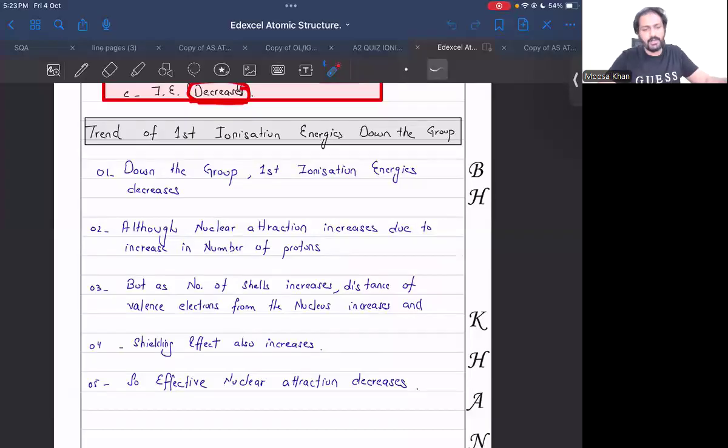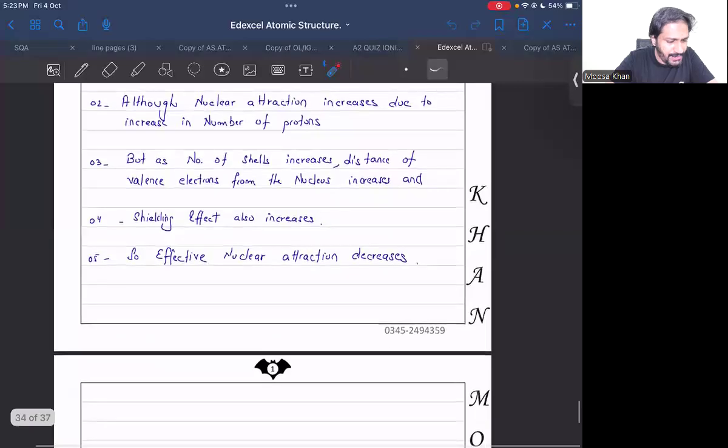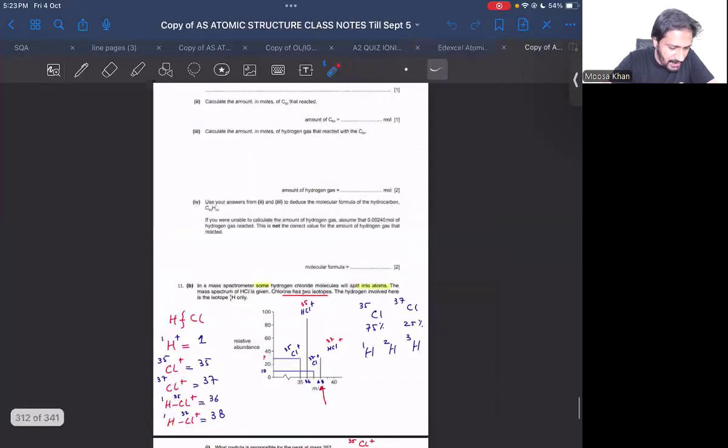But it would be okay if you just write nuclear attraction increases, that would be acceptable too. Or if you just write shielding overcomes the increase in nuclear charge, that would be acceptable too. Even if you just write shielding is more significant, that is also acceptable. But the more important thing is you should know the trend of first ionization energies across the period.